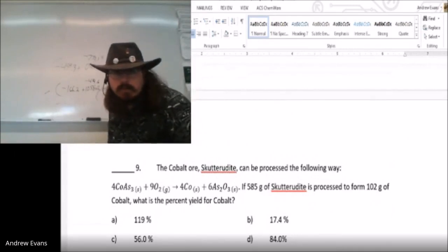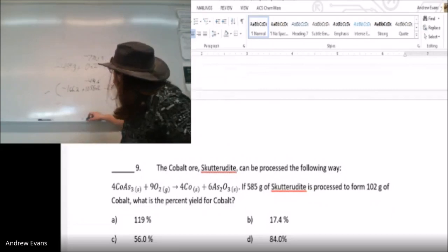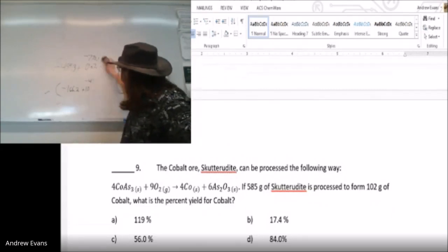Cobalt ore, or scutterudite, can be processed the following way. Taking the cobalt arsenic compound, the scutterudite, and oxygen, you can produce pure cobalt and some arsenate compound, diarsenic trioxide. Now this one, if 585 grams of scutterudite is processed to form 102 grams of cobalt, what is the percent yield of cobalt? Or what is the efficiency?